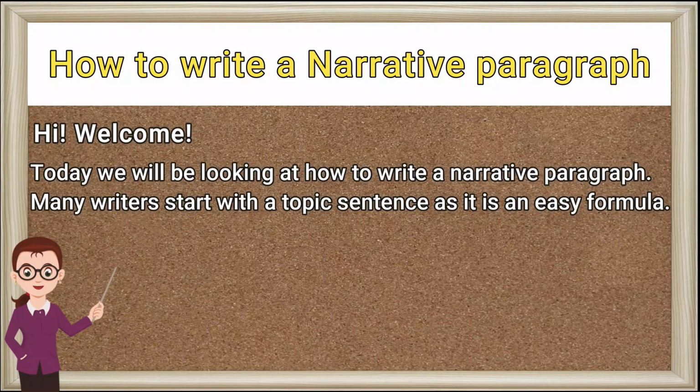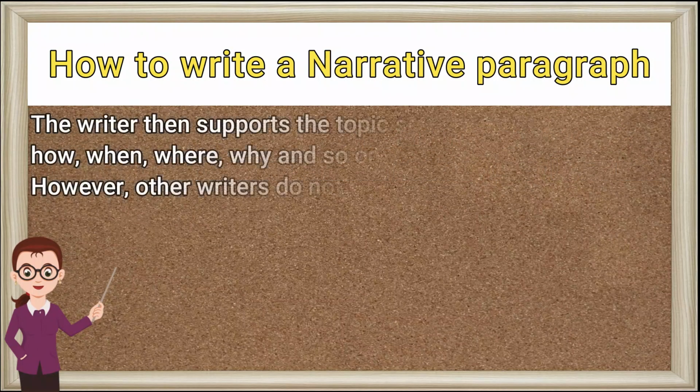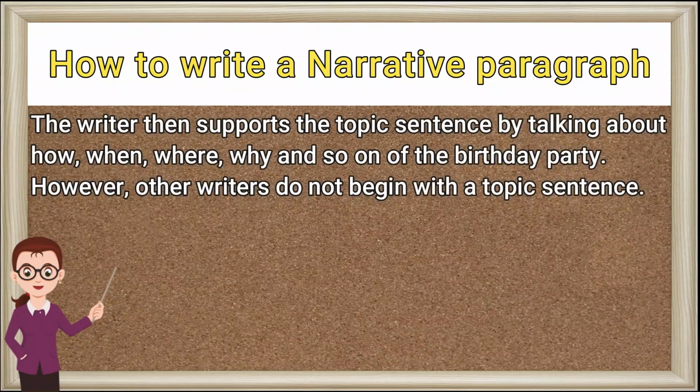Today we will be looking at how to write a narrative paragraph. Many writers start with a topic sentence, as it is an easy formula. For example, a topic sentence for a narrative may read, "It was the most exciting, unusual birthday party I ever had." The writer then supports the topic sentence by talking about the how, when, where, why, and so on of the birthday party.